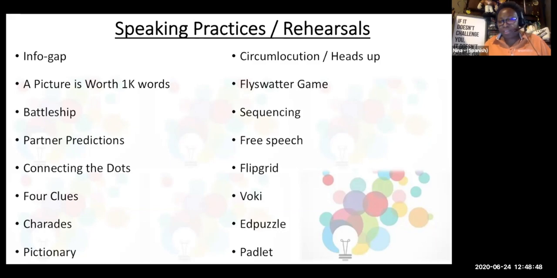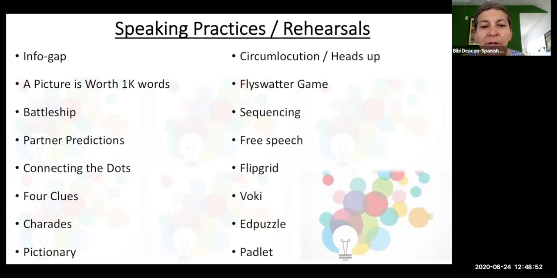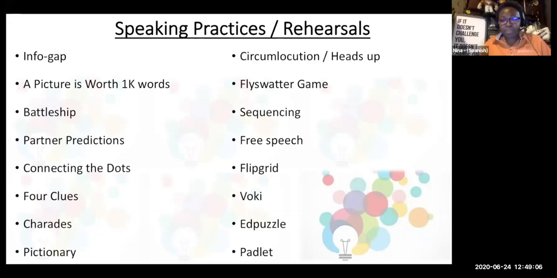A picture's worth a thousand words. In this one, you get a picture each, and you had to ask different questions in order to draw that picture based on the answers that your partner gives you. Sweet. And then battleship.